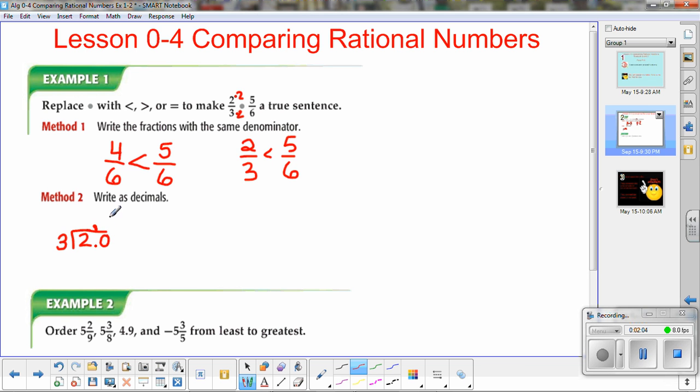3 goes into 20 6 times. 6 times 3 is 18. Now subtract 20, take away 18 is 2. Add a 0. Bring it down. 3 goes into 20 6 times. 6 times 3 is 18. And you'll notice that you keep having a remainder of 2, so we're going to have the same thing repeating here. So our first fraction is 0.6 repeating.